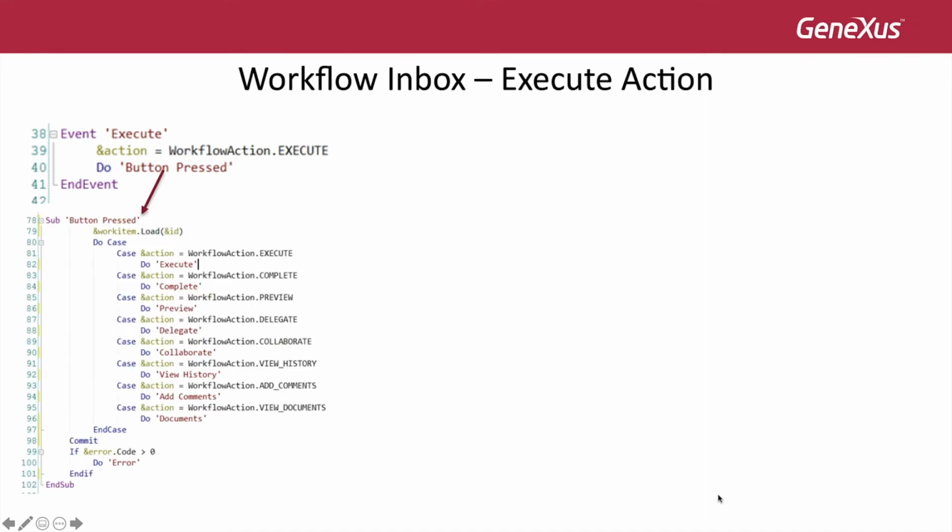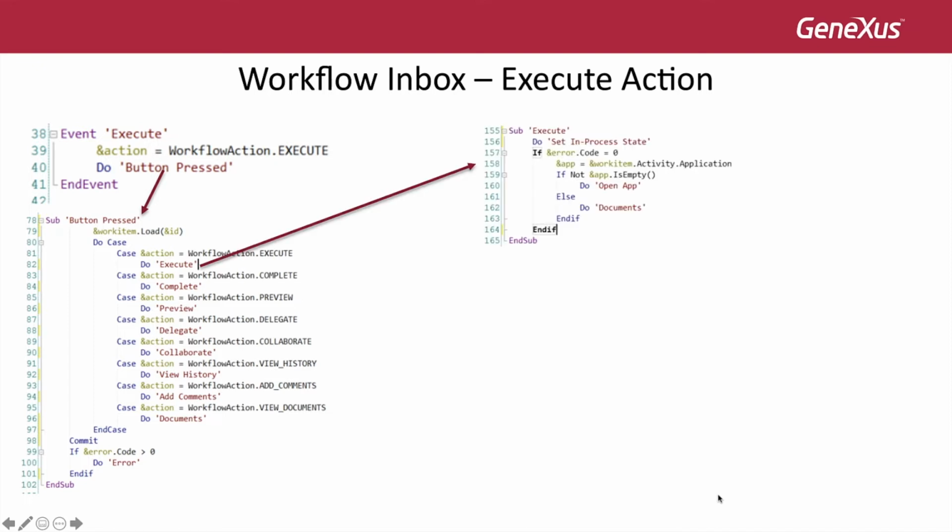In the subroutine, in the work item variable, which is of the type workflow work item data type, we will use the method load in order to load the work item selected in that variable, using the ID taken from the grid. After the work item has been loaded to the work item variable, it's going to execute the subroutine called execute.